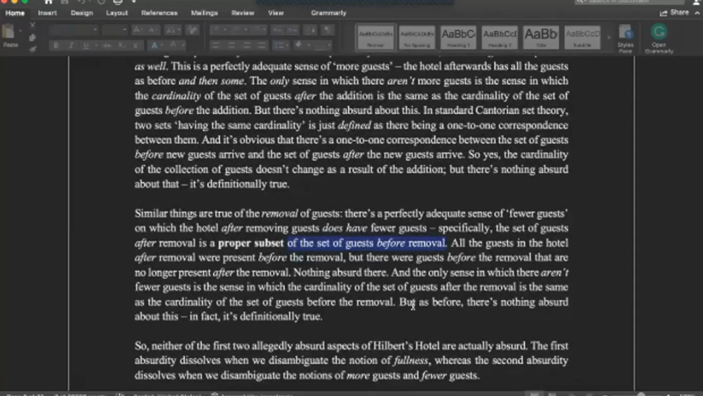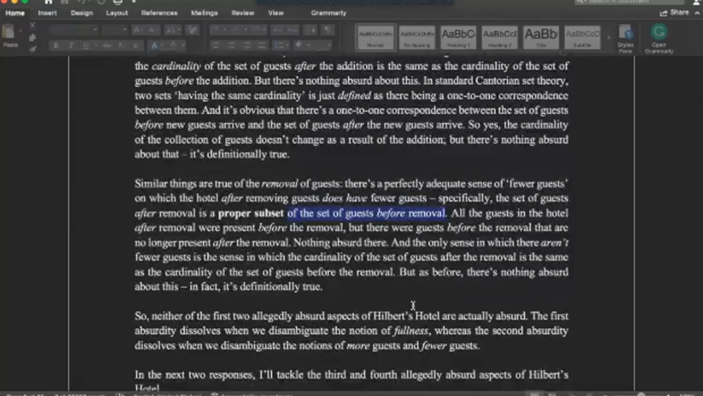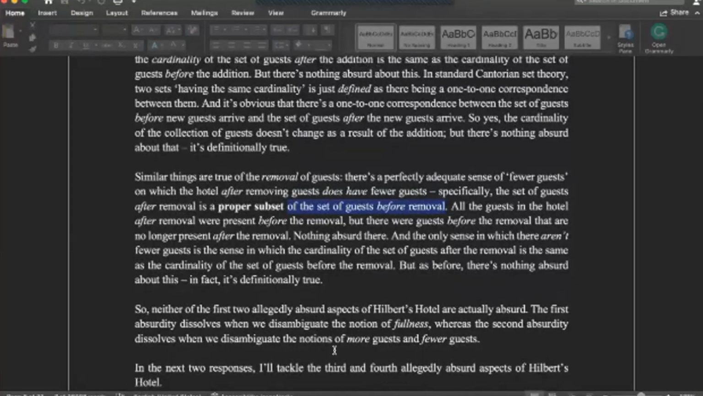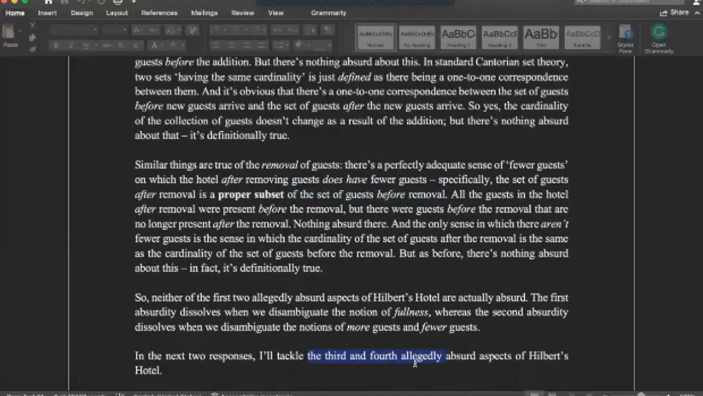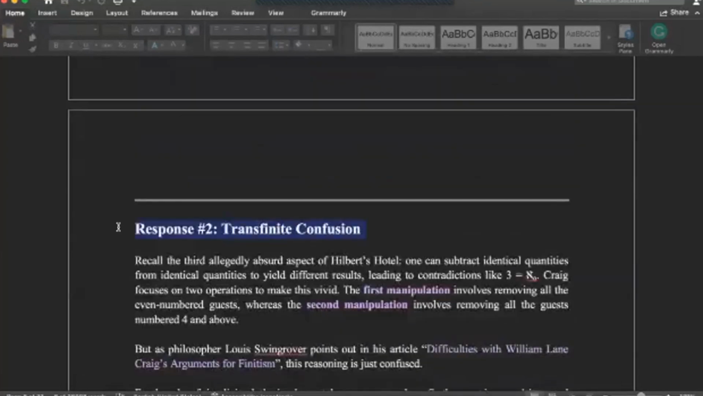So neither of the first two allegedly absurd aspects of Hilbert's Hotel are actually absurd. The first absurdity dissolves when we disambiguate the notion of fullness, whereas the second absurdity dissolves when we disambiguate the notion of more guests and fewer guests. In the next two responses, then, I'll tackle the third and fourth allegedly absurd aspects of Hilbert's Hotel, respectively. So, response number 2, transfinite confusion.